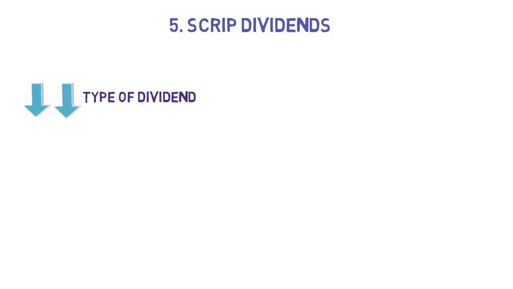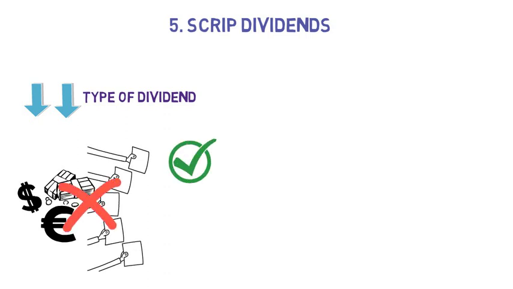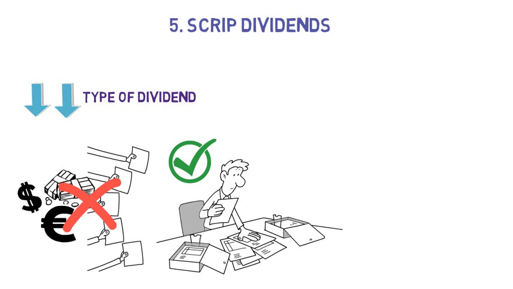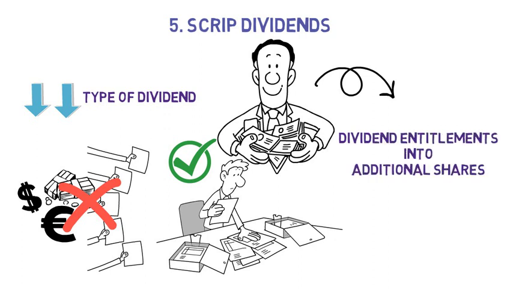Number 5. Scrip dividends. These are a less common type of dividend. With scrip dividends, instead of receiving cash or additional shares, shareholders receive the right to receive additional shares in the future. Scrip dividends give shareholders the option to convert their dividend entitlements into additional shares at a later date.